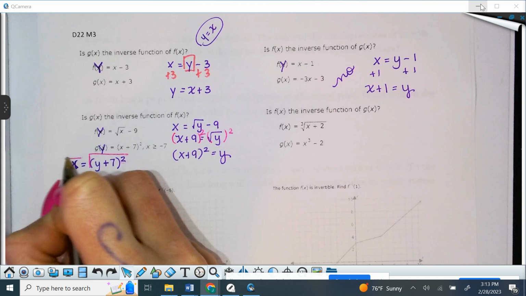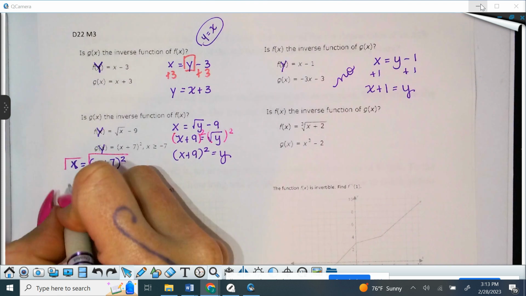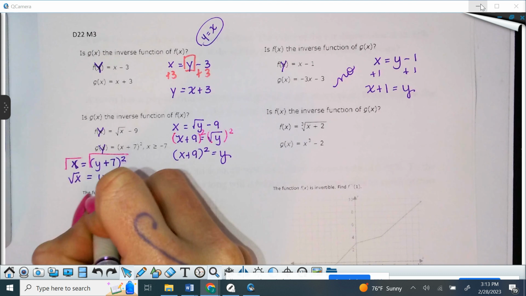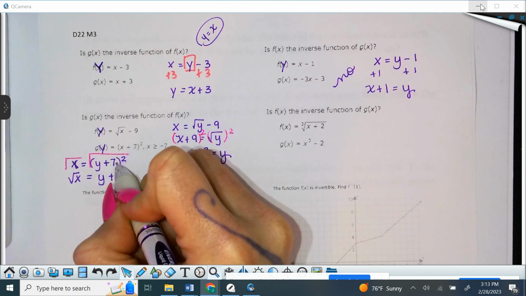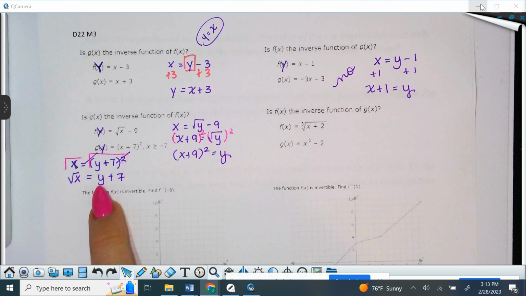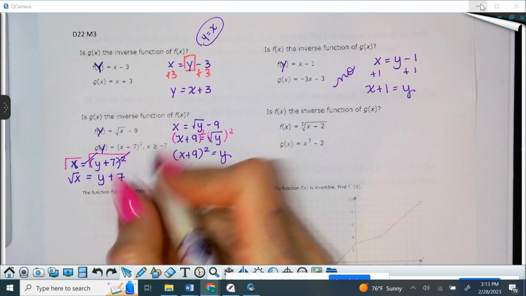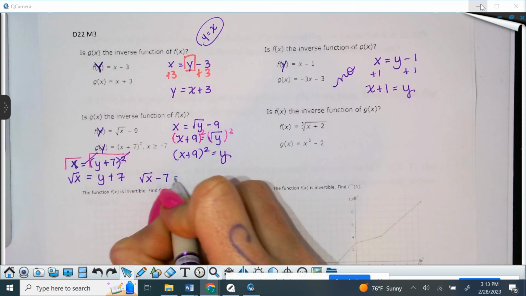Sorry, my words are getting tangled. So the square root of x equals y plus 7. That just makes all of that go away. I want y by itself, so I'm going to subtract 7. So the square root of x minus 7. And I just put my y over here because of space.